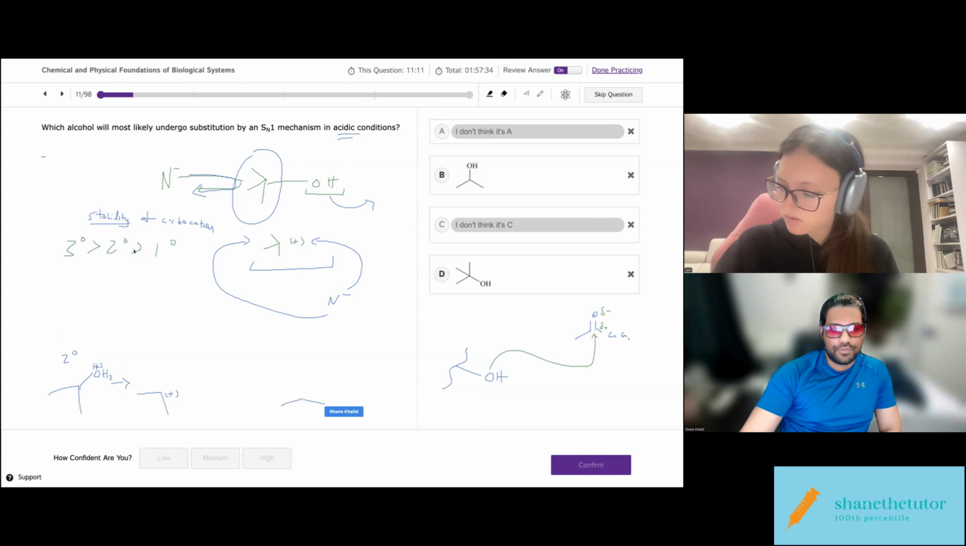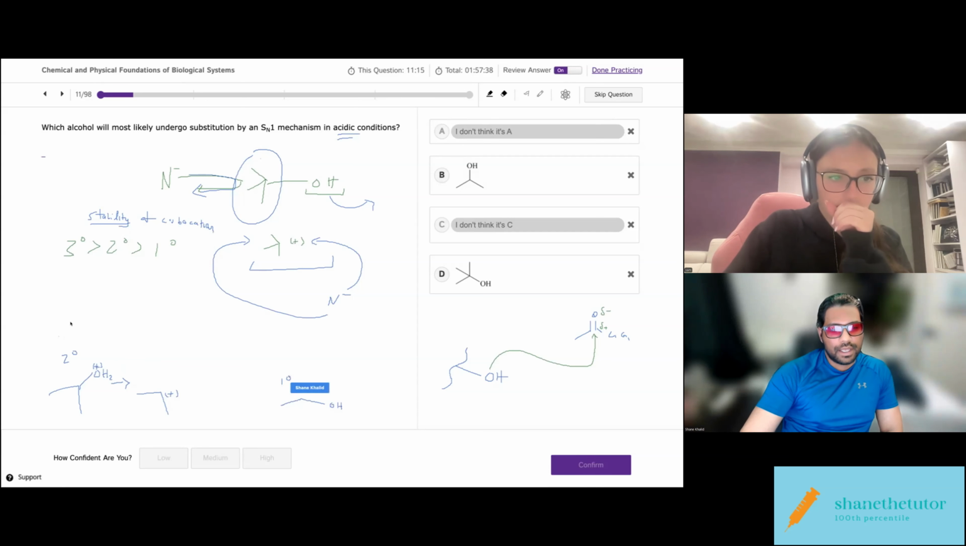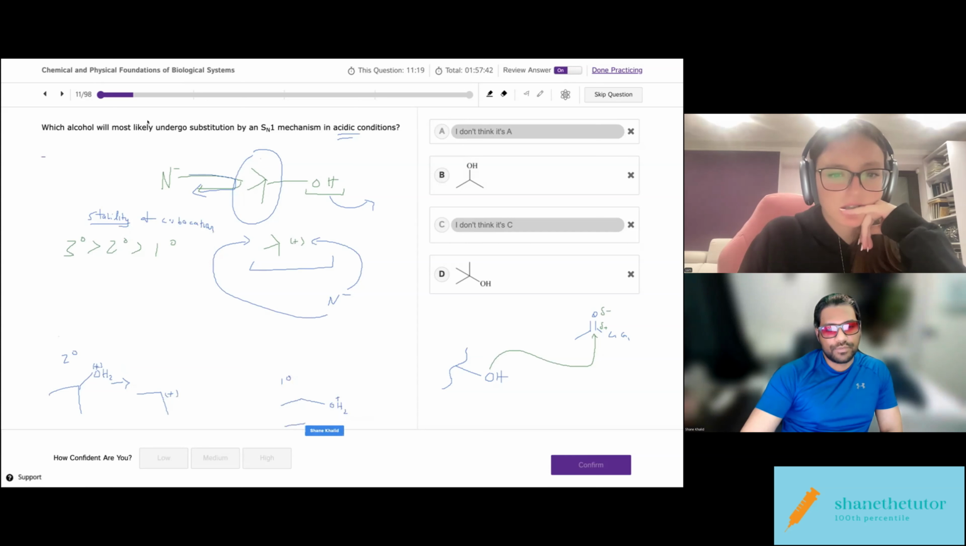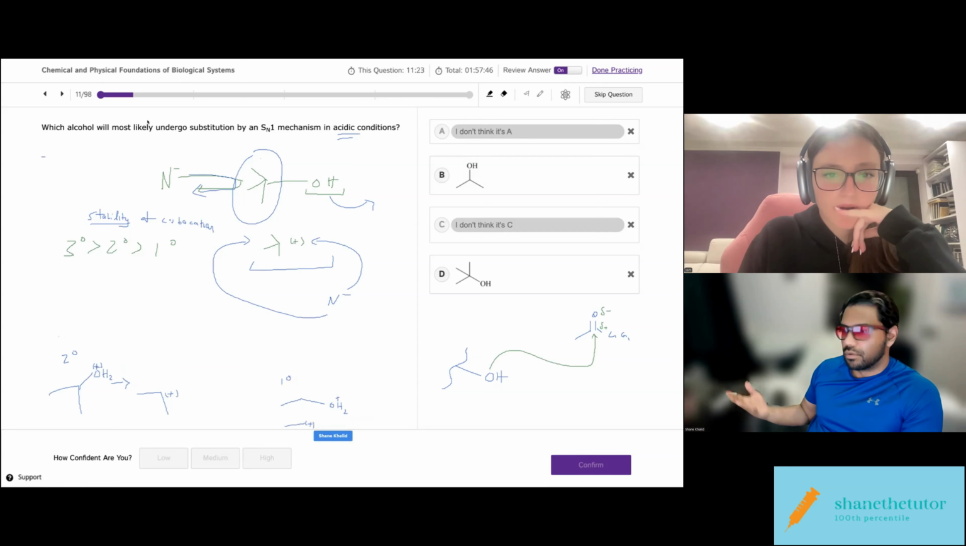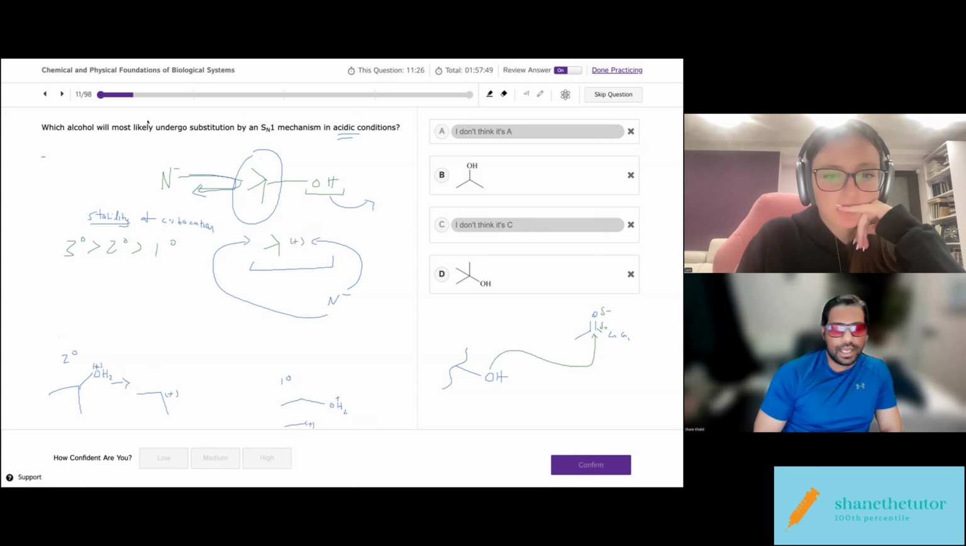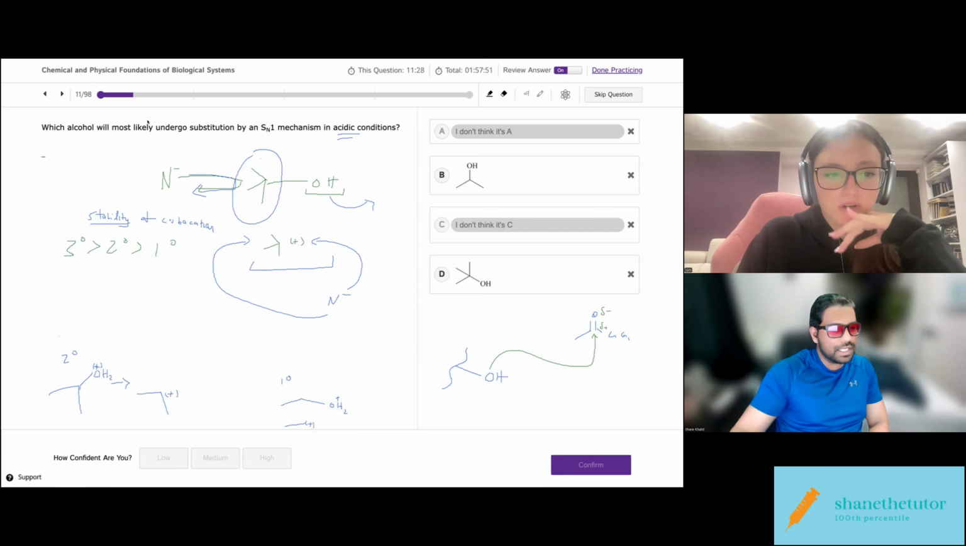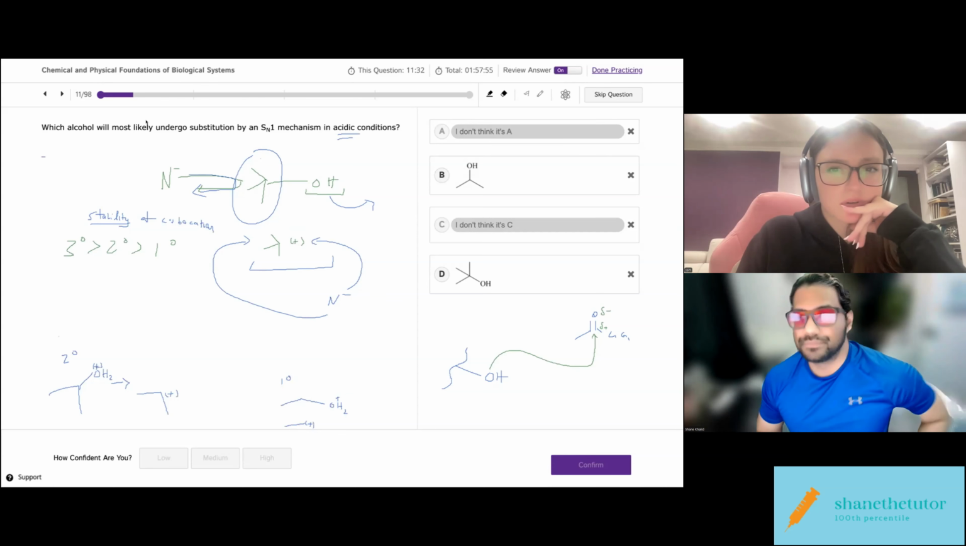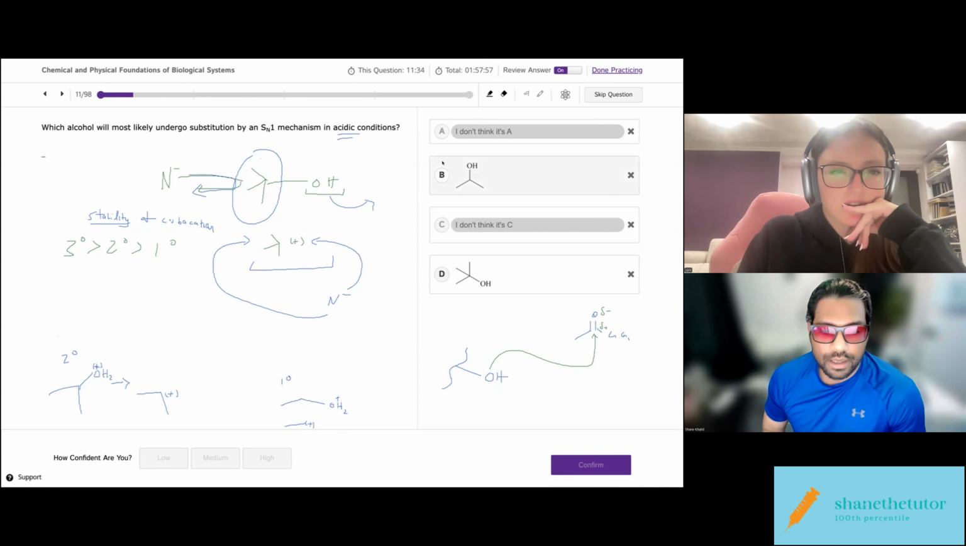But then if you have this, which is primary, and then we protonate that, it leaves, you're just left with two carbons. So it would be secondary. So it is secondary.